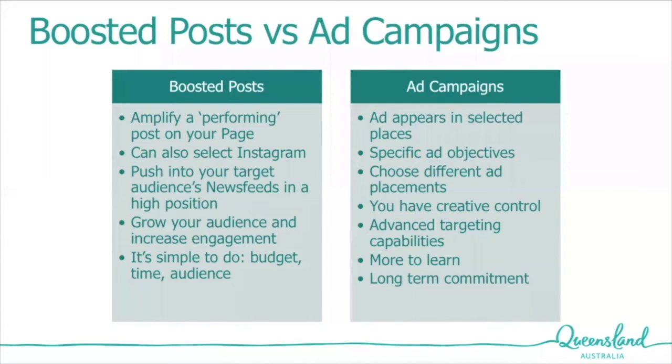Then ad campaigns. So they appear in selected placement places. So you could choose that you want it to go out onto Messenger. You can choose for it to go into Instagram. You can choose for it to show in news feeds or in the right-hand panel of people's news feeds. So there's lots of different places it can appear. You set specific ad objectives. So what is this designed to do exactly? Is it to drive links through to a booking page? Is it to build awareness and grow my audience? So very specific objectives. You choose those different ad placements.